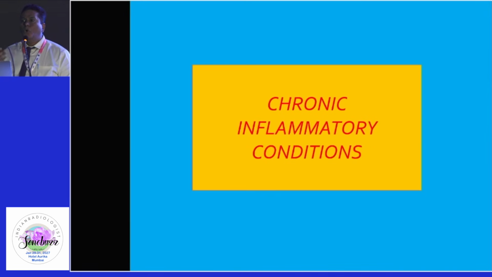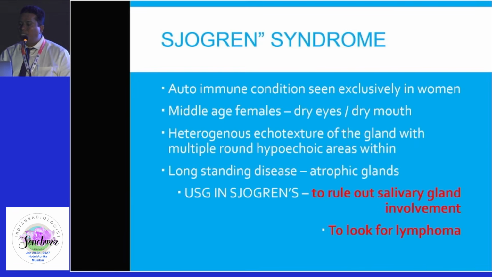From acute, we move on to chronic. Do chronic inflammatory conditions involve the parotids? So you need to remember this female patient walking into your clinic with dry eyes, dry mouth. So you're always going to have a history to support the diagnosis. Sjogren's can involve the parotid gland, and they also present with multiple rounded hypoechoic lesions within the parotid gland, but the background gland here will always be heterogeneous.